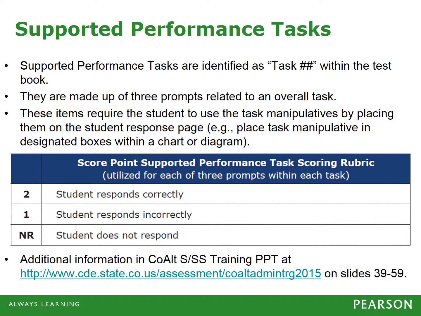The second item type is supported performance task. These are identified as a task number in the layout and test booklet. They have 3 prompts, and the students will use the task manipulatives that the test examiner has cut apart. The student will receive a 2, 1, or no response NR on the supported performance task items.